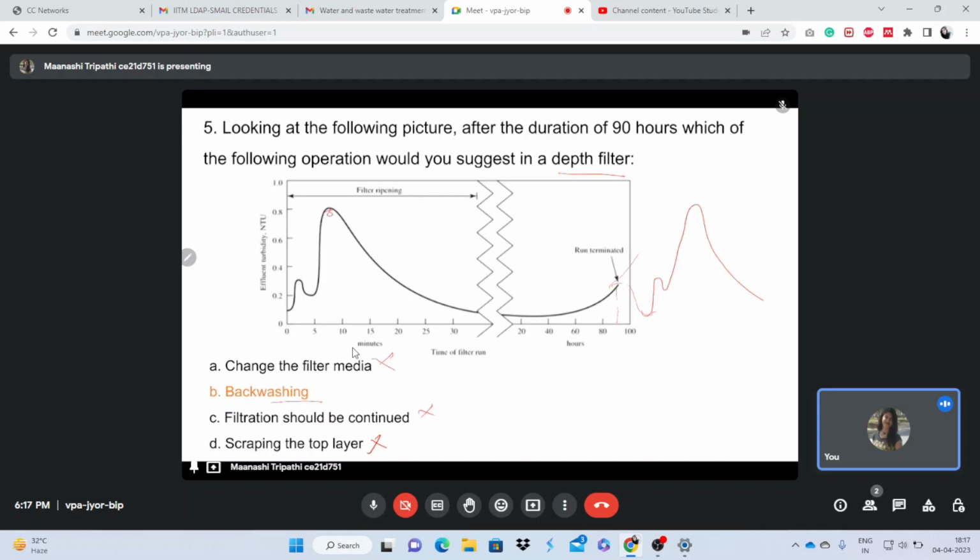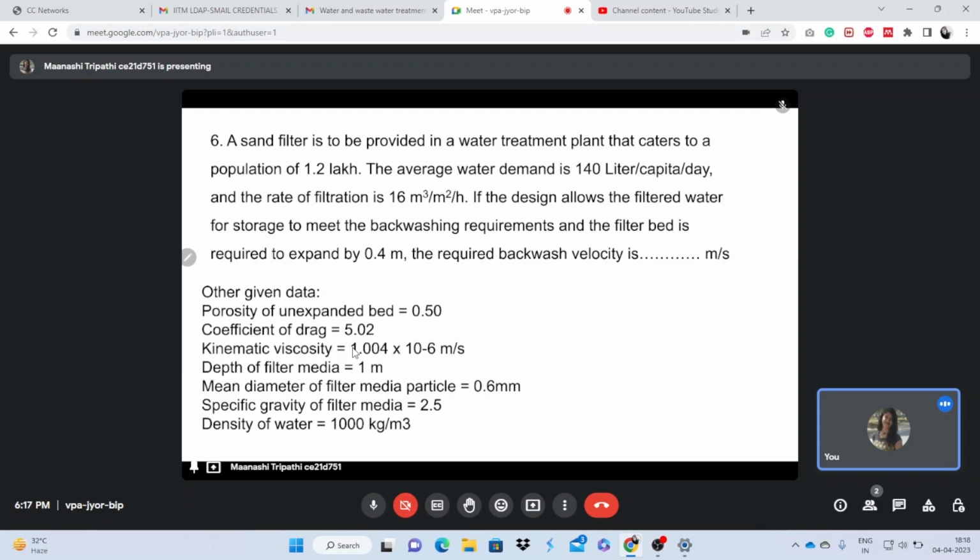Let's move towards the next question. This is a numerical question. Please note down all the values. A sand filter is to be provided in a water treatment plant that caters to a population of 1.2 lakh. The average water demand is 140 LPCD and the rate of filtration is 16 meter cube per meter square per hour. If the design follows filtered water for storage to meet the backwashing requirement and the filter bed is required to expand by 0.4 meters, the required backwash velocity will be.